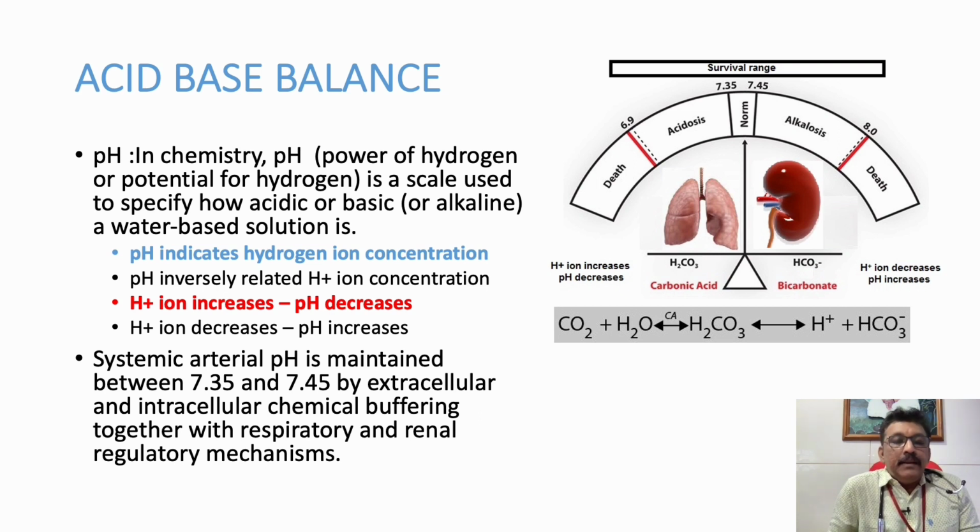This is mainly due to a buffering system between the respiratory and renal system. So this buffering system maintains our pH in normal limits. If it is less than 7.35, it is acidosis. More than 7.45, it is alkalosis. Extreme acidosis and extreme alkalosis can produce permanent damage to our organs, and it can lead to death.